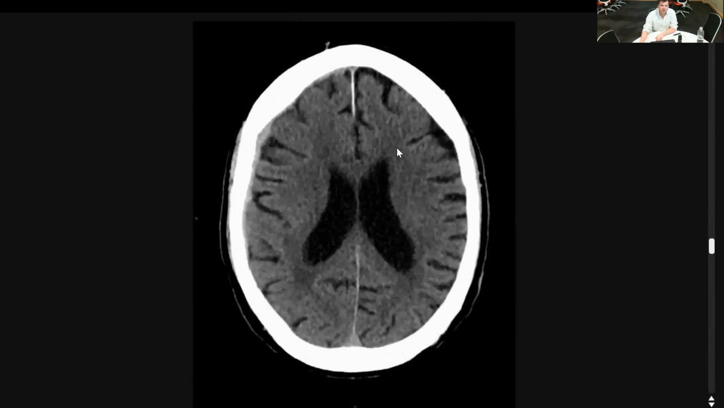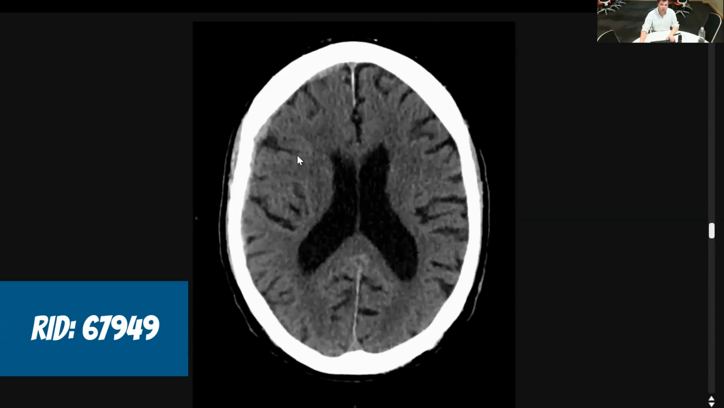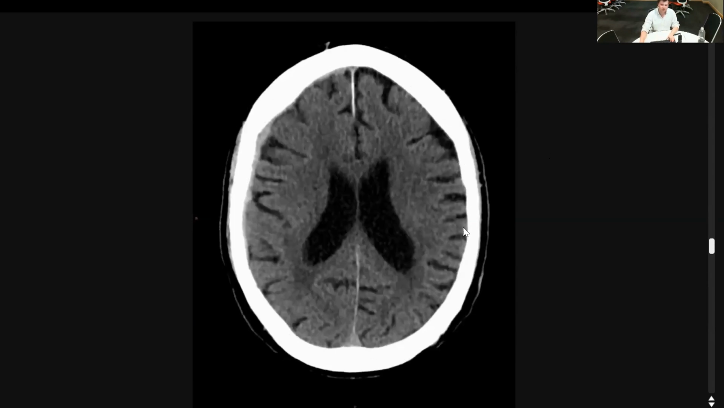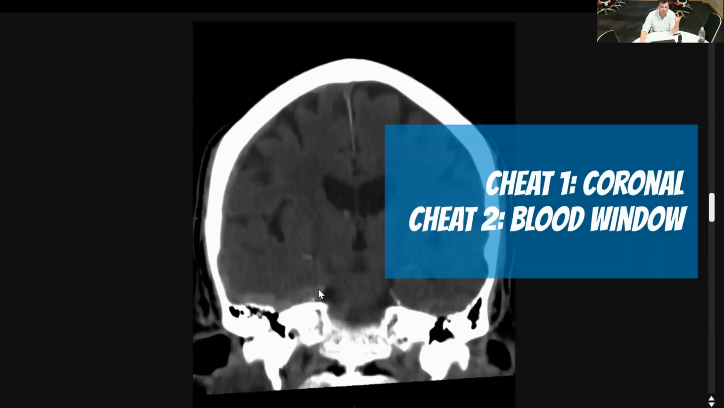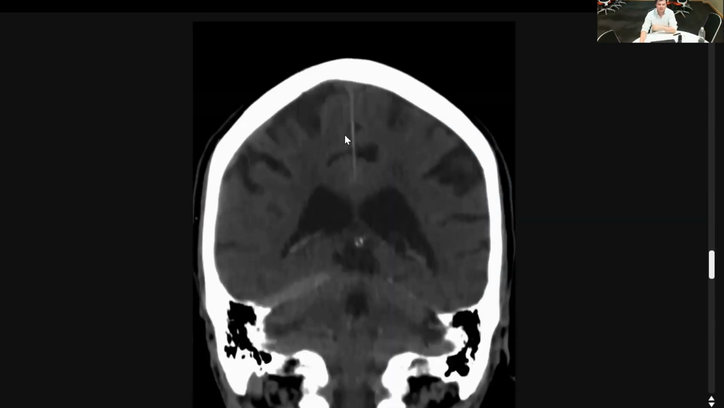So this is another similar case. This one I reported on call. Again, this is one which you could walk past, but as you see, we've got some volume loss on this side and we've got this stuff stopping the brain getting up to the skull. And when you put it on coronal, so cheat mode 1 and cheat mode 2, putting on the blood windowing, you see we've got this rind of blood coming all the way around inside the cerebral convexity.